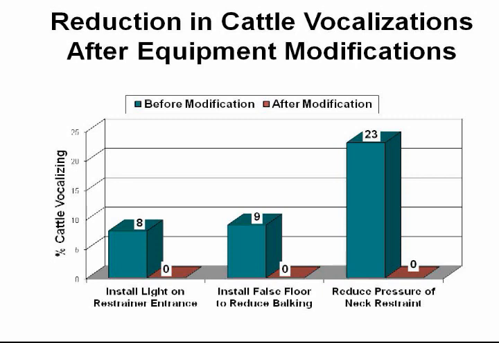And then this other plant here had a thing that really squashed the cattle's neck really tight. I reduced the pressure, went from 23% down to 0 mooing.